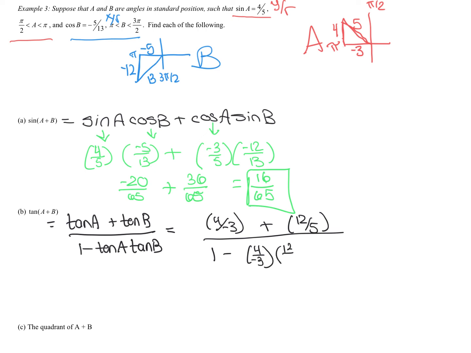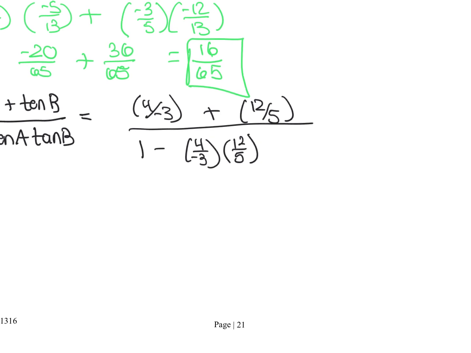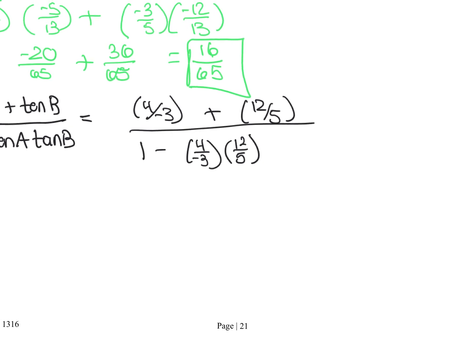12 over 5. So let's, the bottom right here, you multiply straight across. So you're going to get 1 minus negative 48 over 15. So on the bottom I can call this 15 over 15 minus a negative, so plus 48 over 15, which gets you 63 over 15. So that's the bottom.